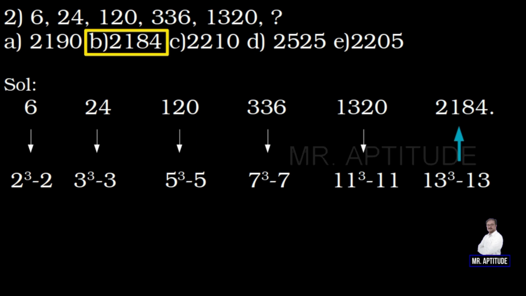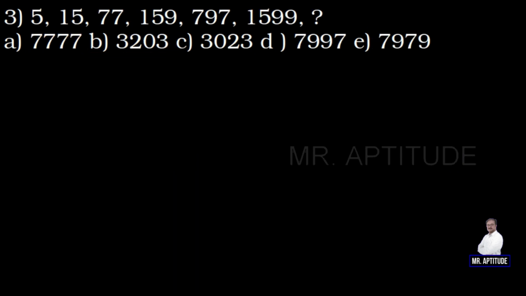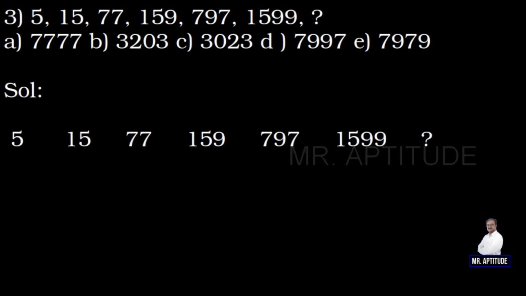And it's B. Now let us discuss the third question. 5, 15, 77, 159, 797, 1599. When you try to relate these numbers, let me start from this end. 797, 1599.